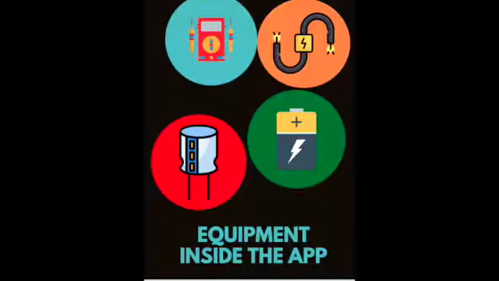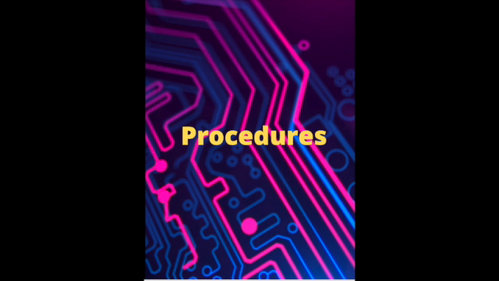Inside the app, we use some equipment, which is a voltmeter, a wire, a battery, and some resistors, and also a switch. We're going to discuss the procedures. To carry out this experiment, we use a specialized software which helped us to simulate the electrical circuit.